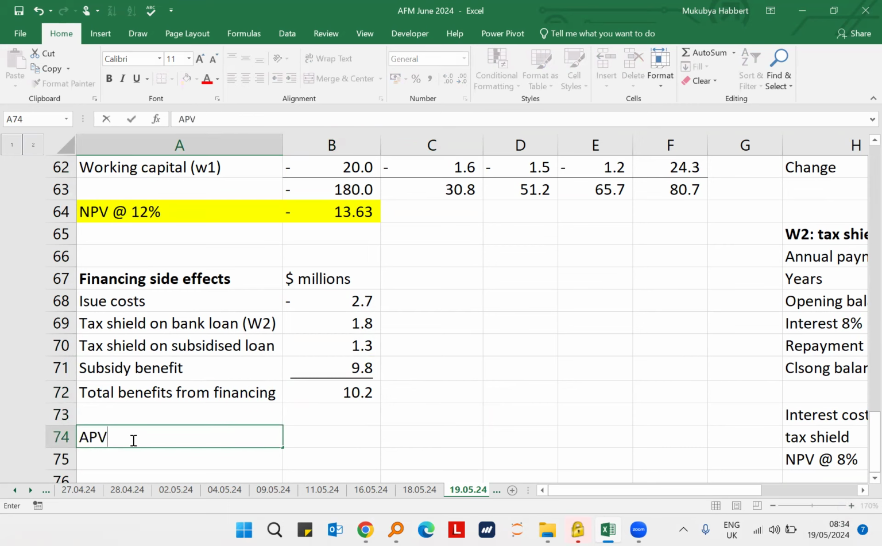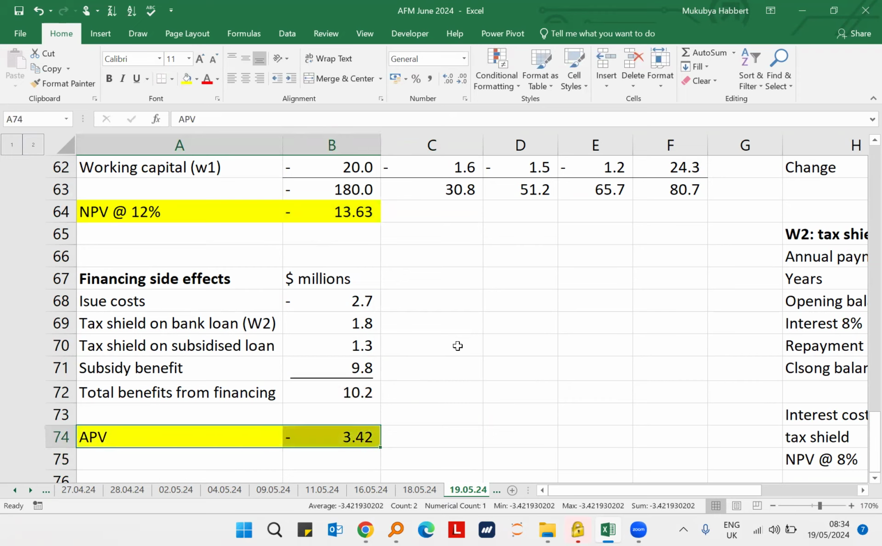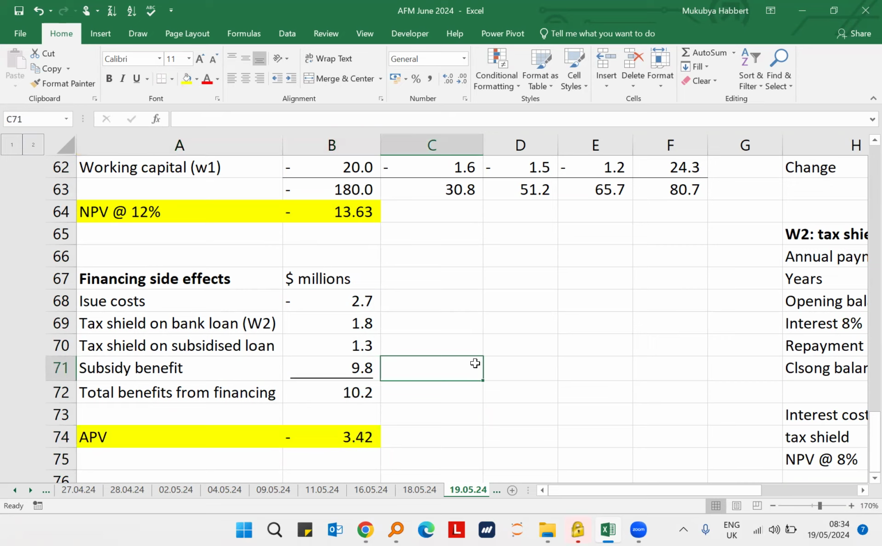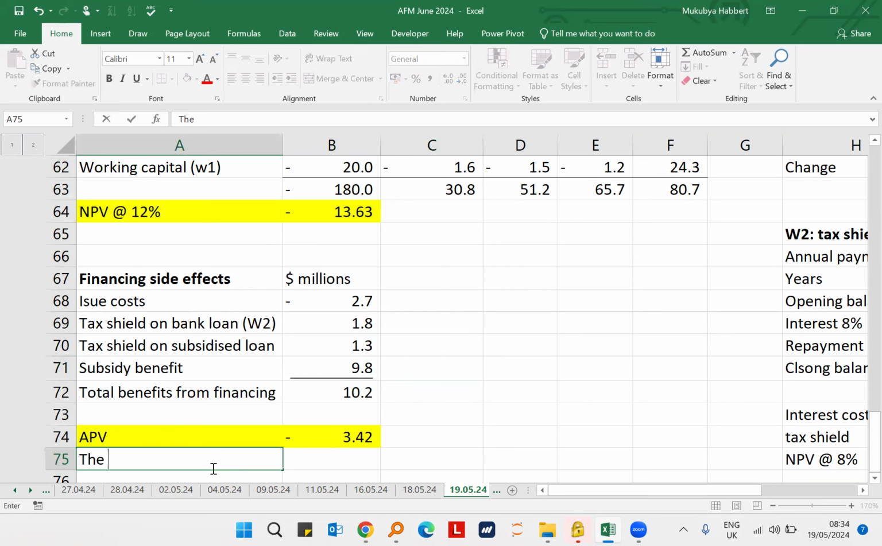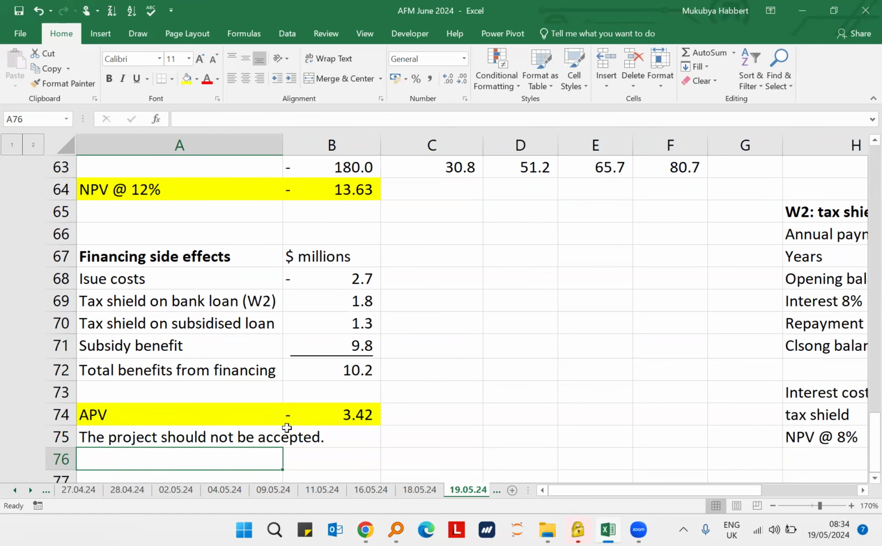Therefore, the APV will be the NPV plus the benefits. And you can see that even with the financing side effects, we still have a negative APV. So that means that the project should not be accepted, because even with the APV, we still are in the negative. So that's the calculation part and the recommendation that's given.